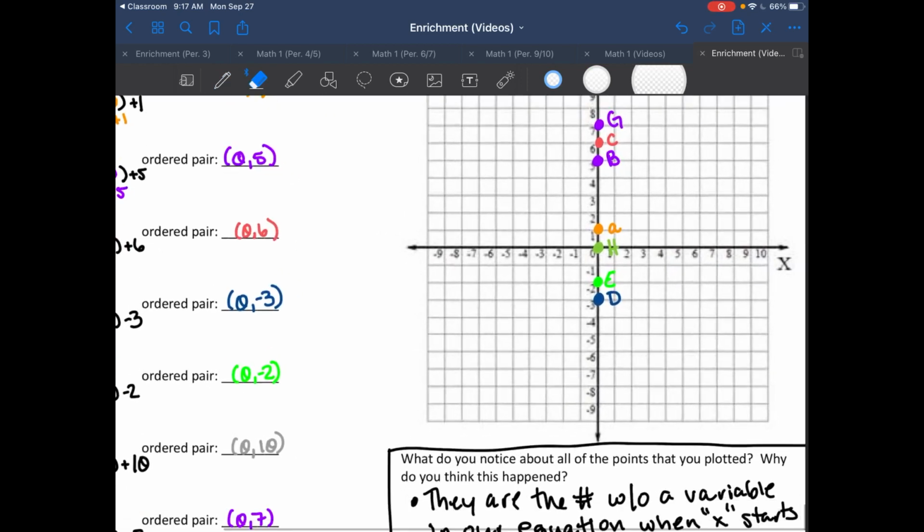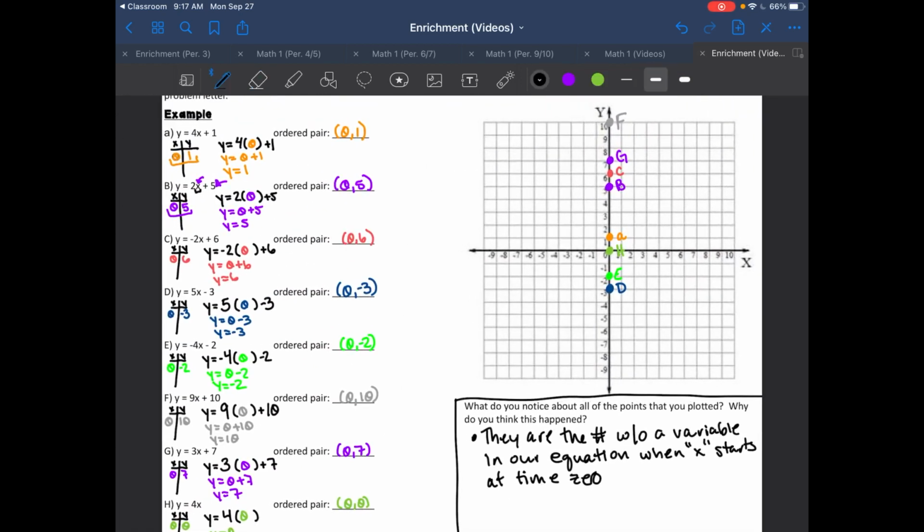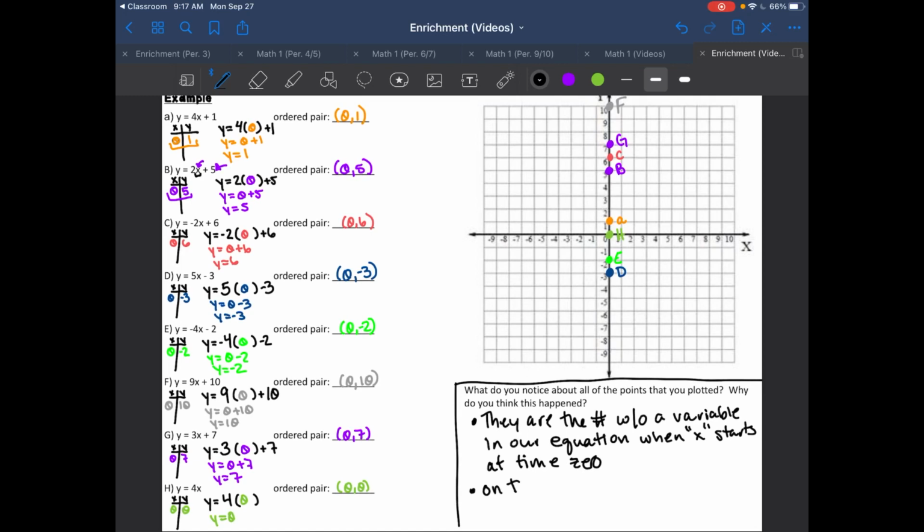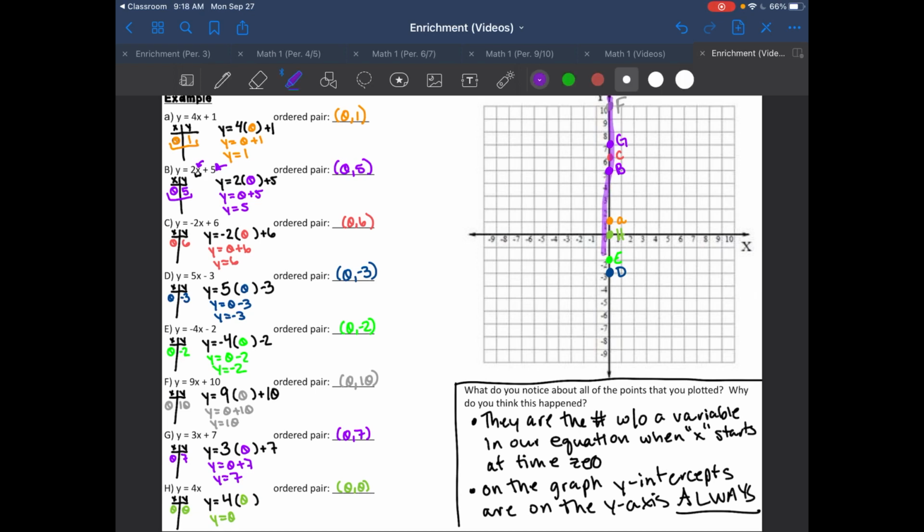Okay. Also, notice that your y-intercepts on the graph, they're all on the y-axis. Y-intercepts are on the y-axis. Every time, no matter what, always, okay? They are always going to be on the y-axis, which is this line right here. Always, y-intercepts. If it's an x-intercept, which we'll talk about at a later date, it'll be on the x-axis. Keep that in your big old chrome domes, okay? Keep that in your brains.